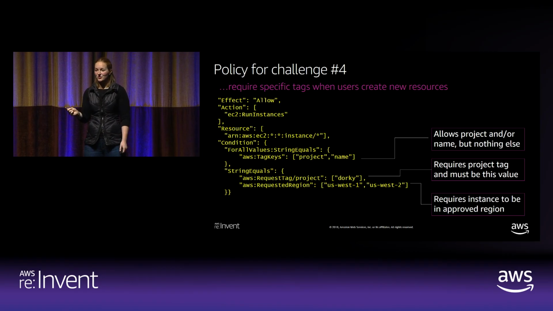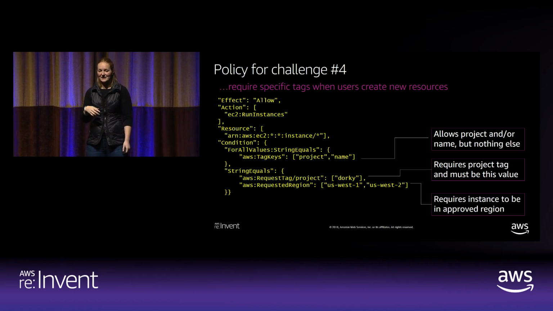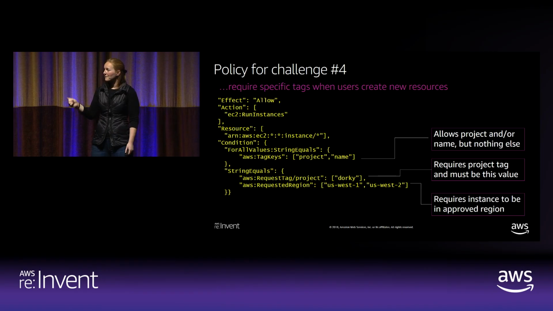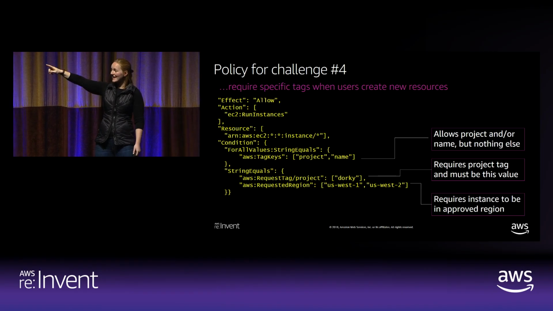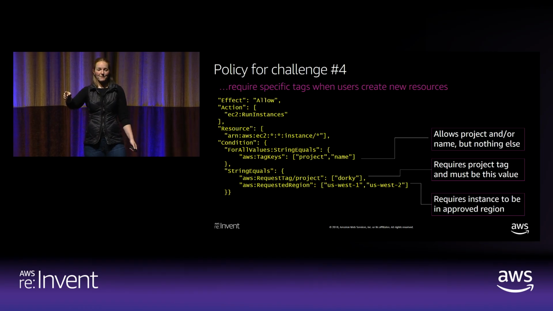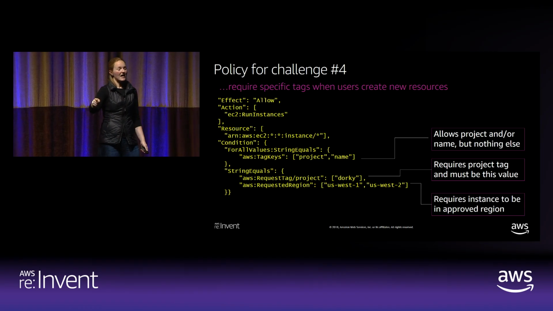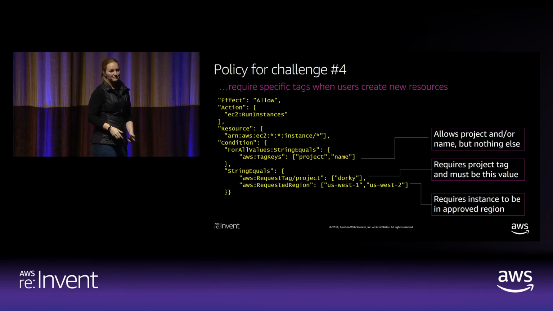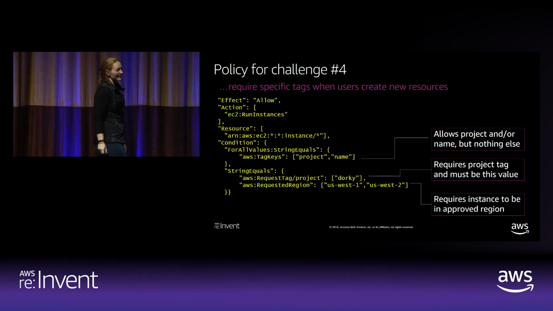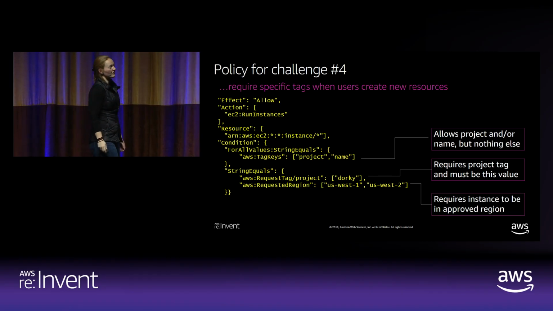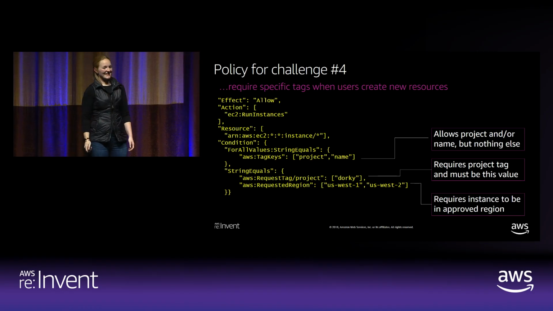If you pass in description, doesn't work. If you pass in Bridget is awesome, doesn't work, right? And so that's that condition that says for all values. For all the tags that I pass in when I call run instances, they must all be in that list. If they're not in that list, I will get denied access. I'm going to let that sink in a little bit.